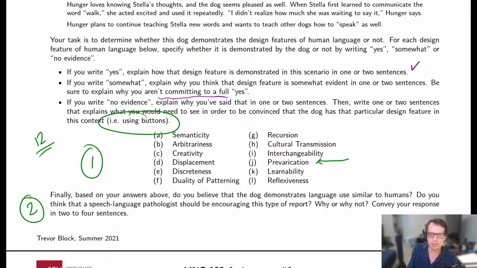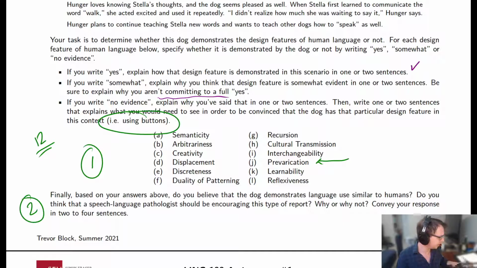A speech language pathologist is a linguist who helps children or adults correct speech problems. So this dog is a speech language pathologist dog, and she's very careful with the words that she uses. And I would say pay attention to the language she uses. You're not making a judgment about her, you're just making a judgment in general. Should linguists be encouraging this type of report? It's an opinion piece. So just write something about that. Very short. I just want an opinion piece about that.